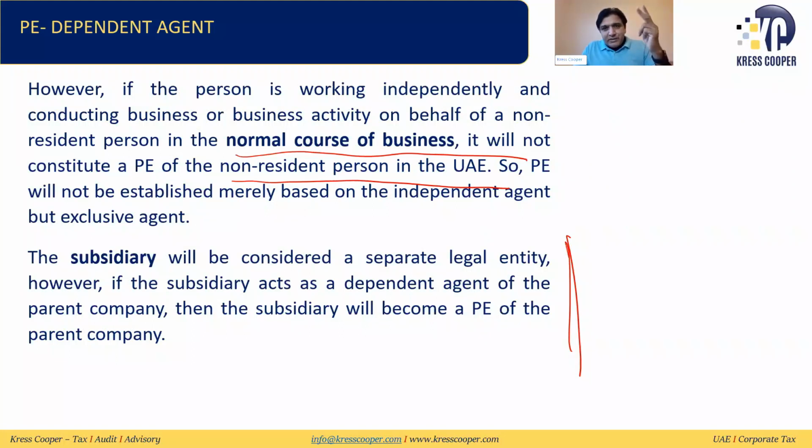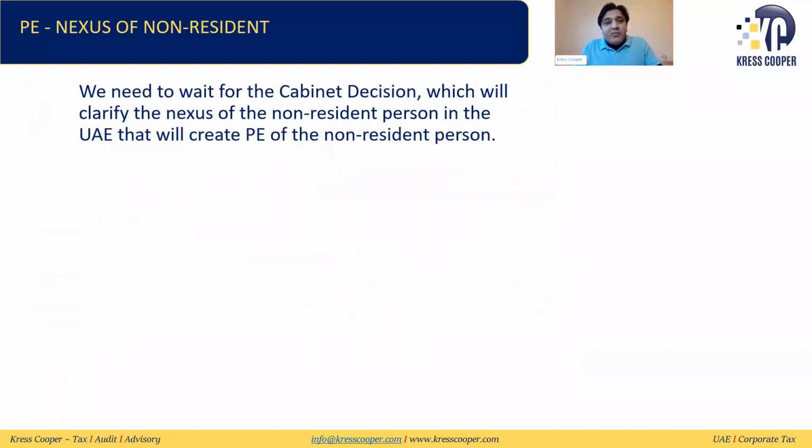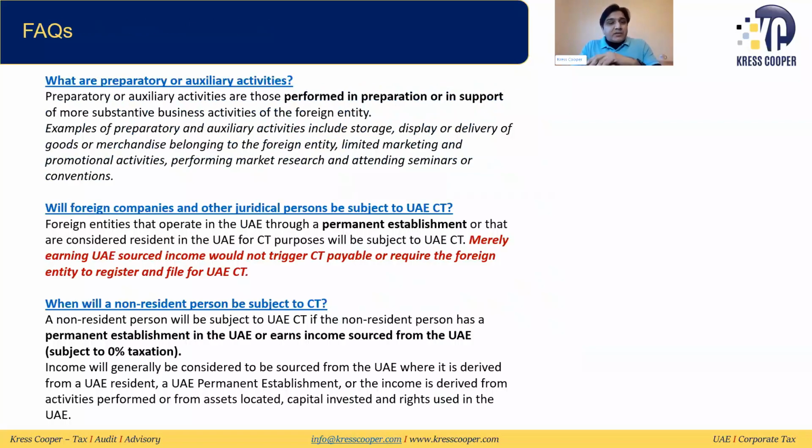So, two things we have discussed for the PE. First, a fixed or permanent place of business. Second, if any person in the UAE, this person can be an individual or a company as well, who habitually exercises and negotiates contracts on behalf of the non-resident person, it will be assumed a PE of the non-resident person. And the third category is whatever has been mentioned in the cabinet decision, and we need to wait for the cabinet decision. These are the frequently asked questions given on the side of the Ministry of Finance.